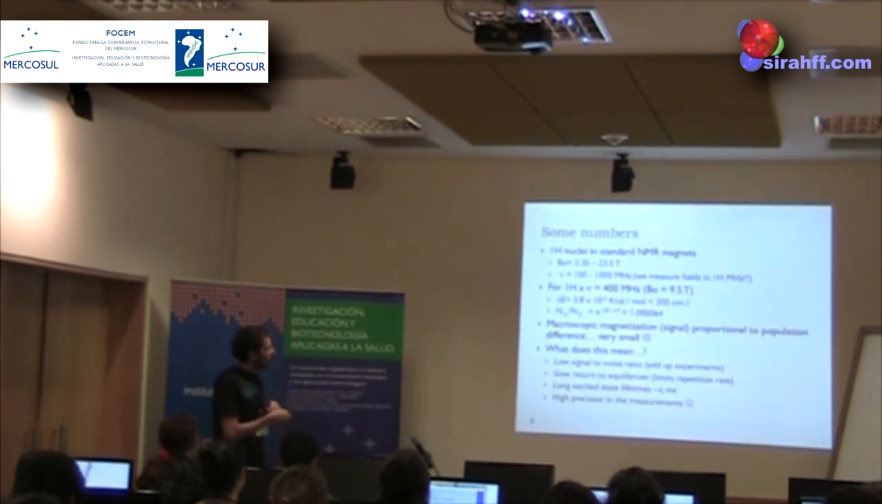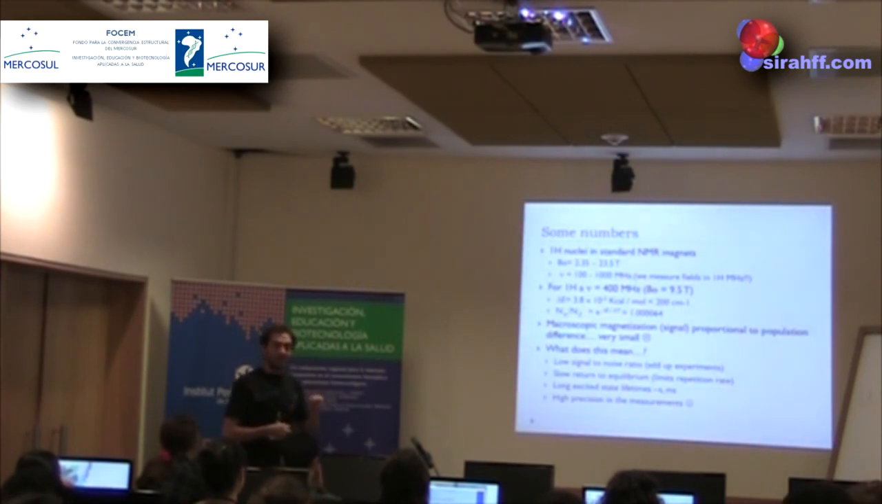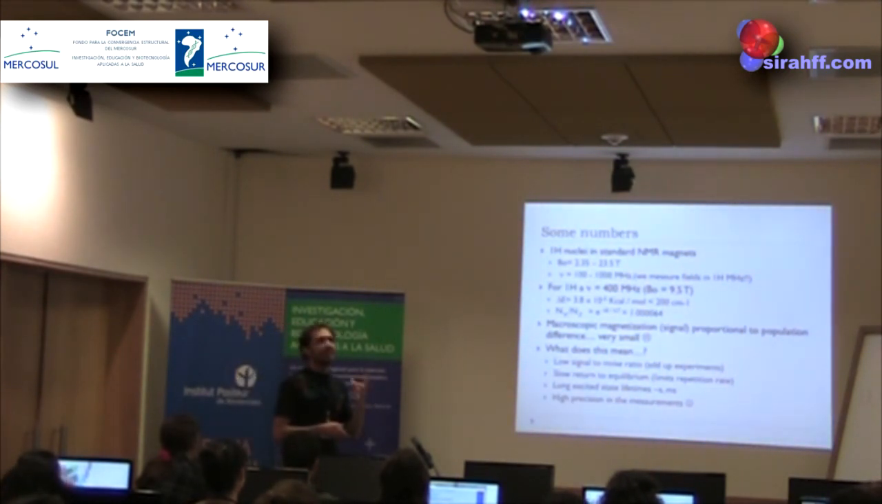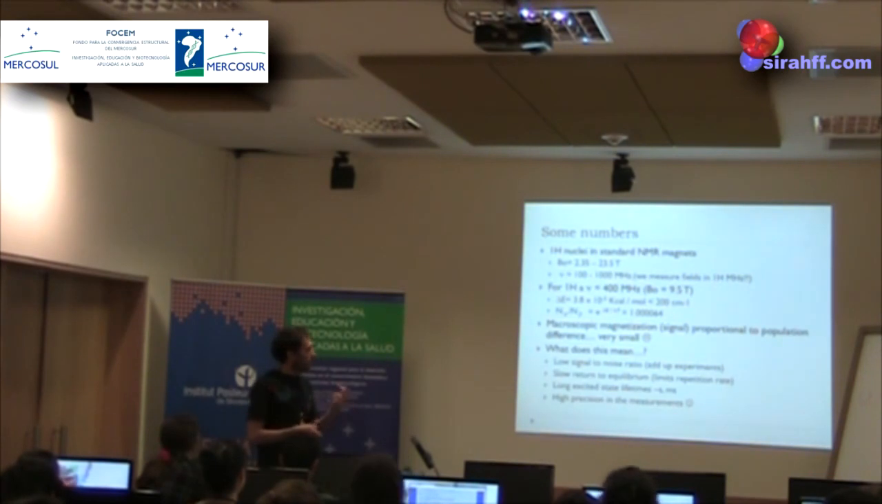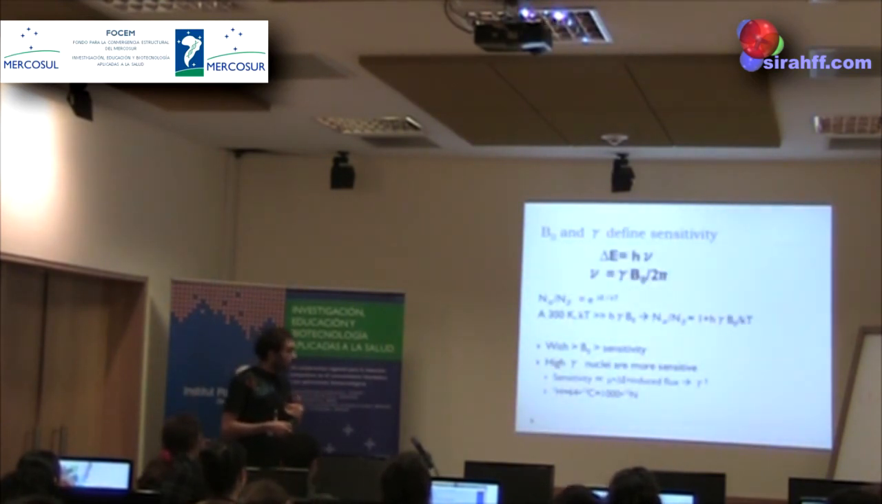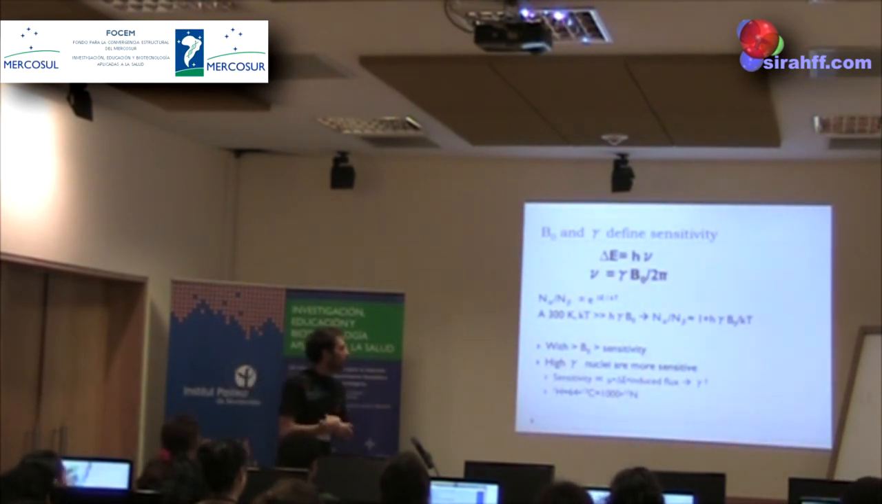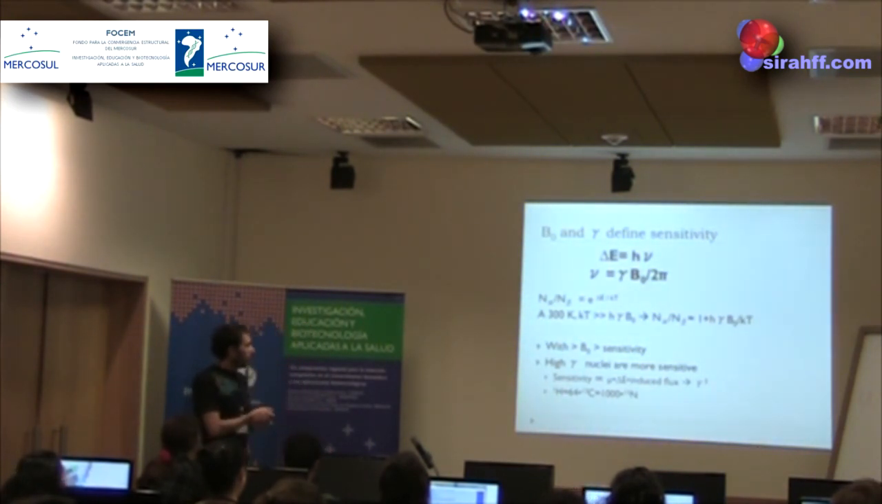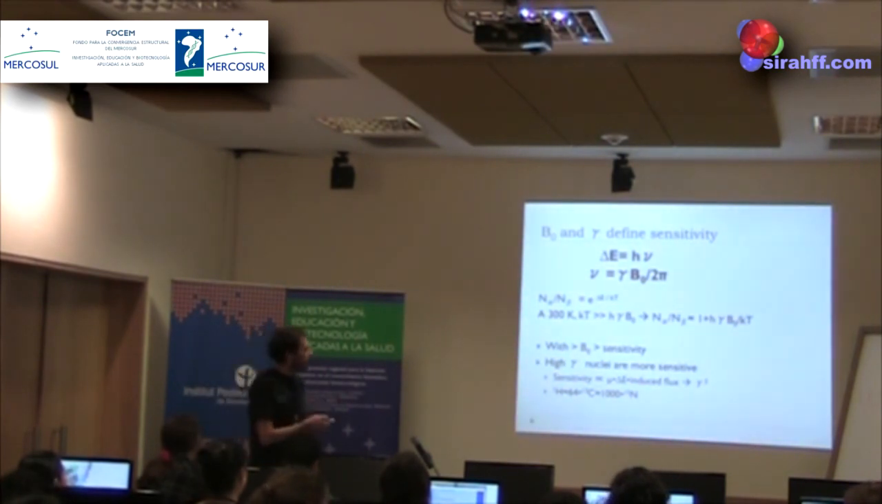And that means that the signal we get, that is proportional to the population difference, is very small. So the main issue with NMR is that it is very insensitive, and what we do is compensate for that by adding as many experiments as possible simultaneously. The sensitivity is defined by the field and the gyromagnetic ratio of the nucleus that you're watching. The larger the field, the higher the sensitivity. Again, we want stronger magnets, we get more signal. And the higher the gamma, and I will tell you about this in a few slides, the more sensitive the measurement will be.